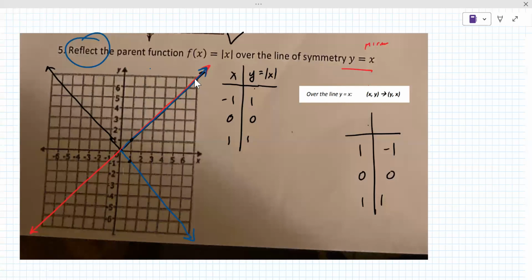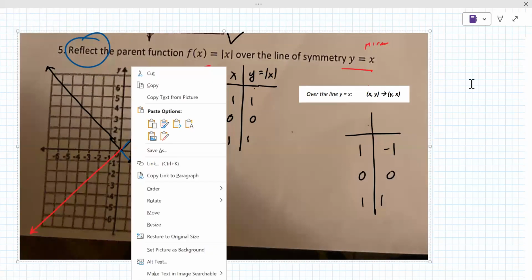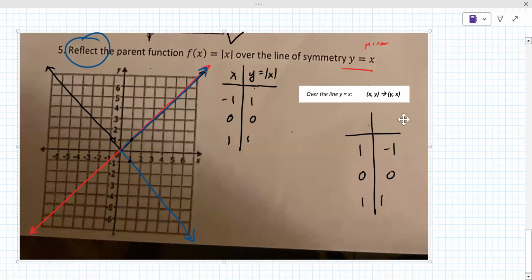Okay. So whether I'm doing, okay, wait. So over the line y equals x, xy becomes yx. If it's going over the line of x, is it going x y, wait no, yx, xy or something like that? It's just this. xy becomes yx. So you just switch them. That's it. Nothing more. Okay.